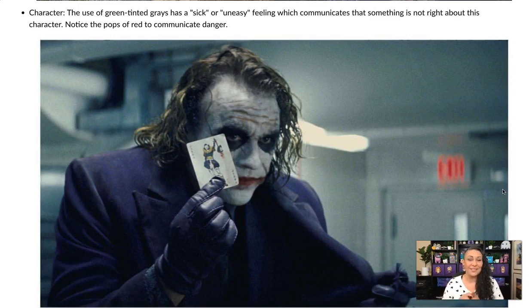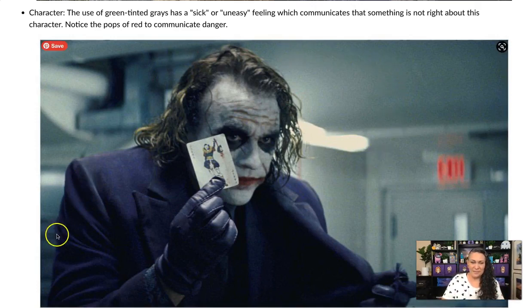All right, so character. For example, here we have the Joker, and the use of green tinted grays generally has a kind of sick or uneasy feeling. This communicates that there's something just not quite right about this character. And bonus, there's also these pops of red that also communicate danger. So they're using all these different colors to come together and really communicate.